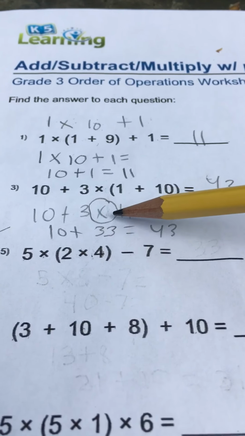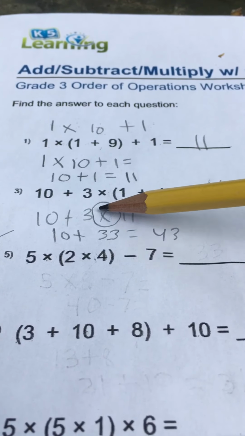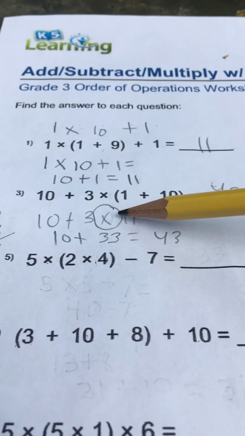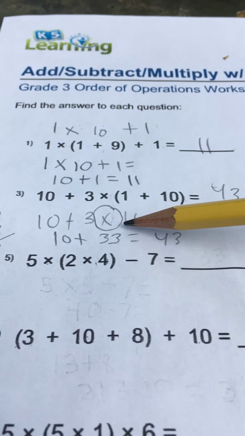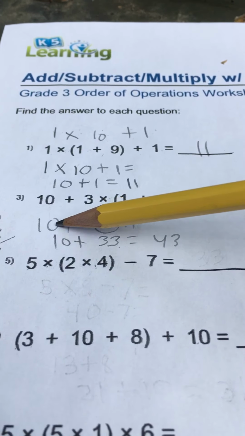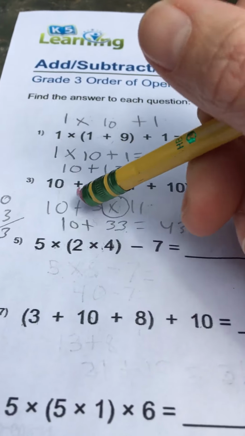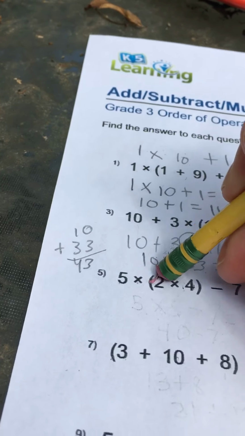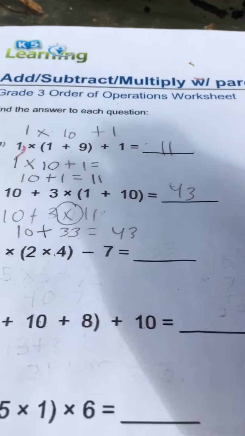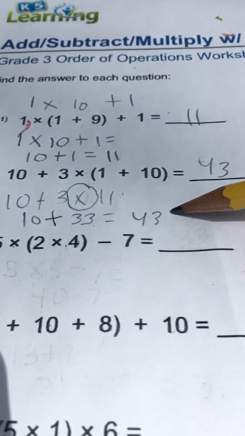Now what do you do here? You have 10 plus 3 times 11. Multiplication. You always do multiplication or division first before you can do the addition or subtraction. So then I'm going to bring that down. 11 times 3 is 33. And then I just bring down the 10 plus. Oh, that's supposed to be a plus. That looks like a multiplication symbol, but it's supposed to be a plus. There, better. So now 10 plus 33, and that's how I got 43.